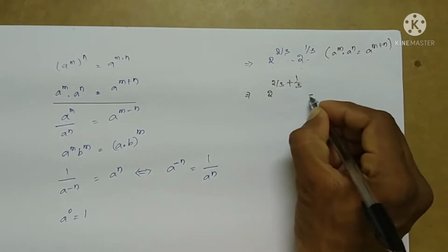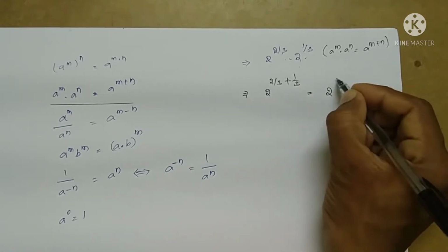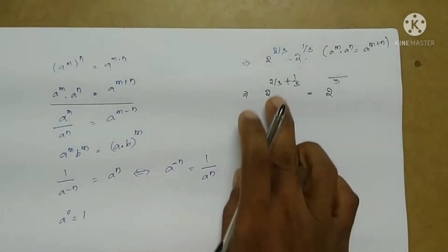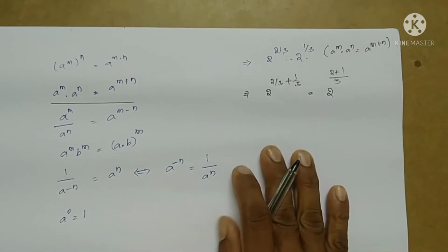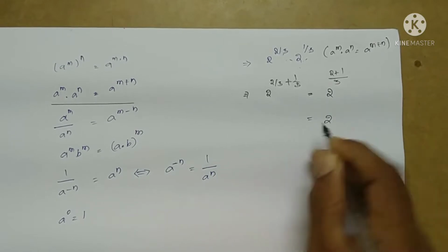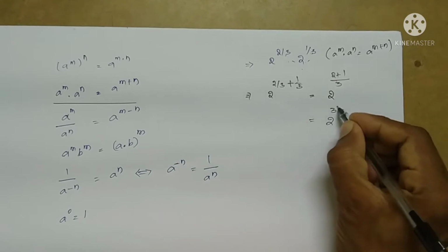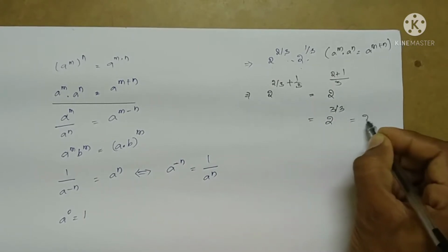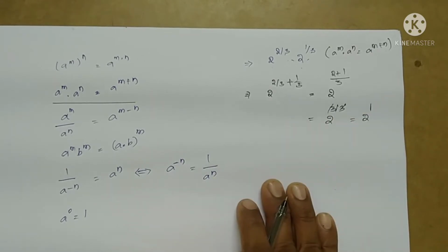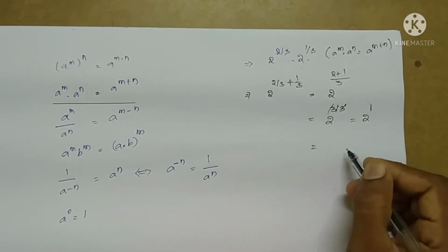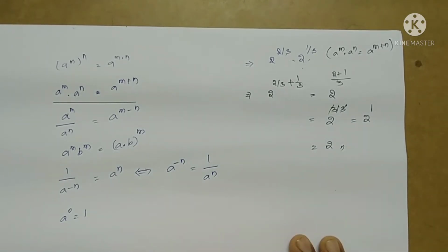Here the LCM is 3, right? So 2 to the power of (2 plus 1) by 3, that is 3 by 3. The 3s cancel, so 2 power 1. 2 power 1 is nothing but 2, right? This is the final result.